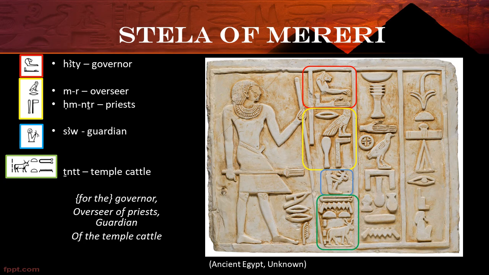So he is the guardian of the temple cattle. Without any other context, how many cattle is he actually talking about? That's what those vertical dashes tell us. They tell us that it's plural. So he's the guardian of the temple cattle, many of them, not just one. This whole column gives us a lot of information about who this person is, and in the next huge column, we're going to find out who he is.